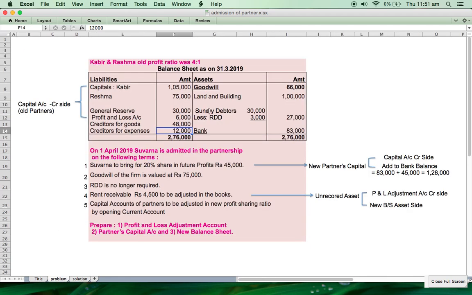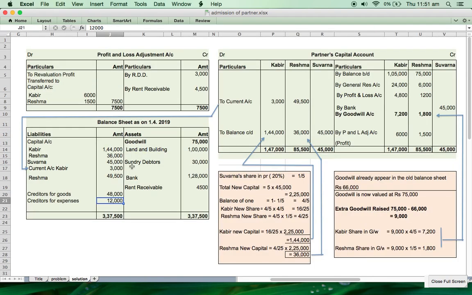Similarly, on the asset side you will find land and building is there, for which there was no adjustment. So this also we need to show in the new balance sheet, outer column 1 lakh. After doing all these adjustments, you will find that your balance sheet will tally at 3,37,500.